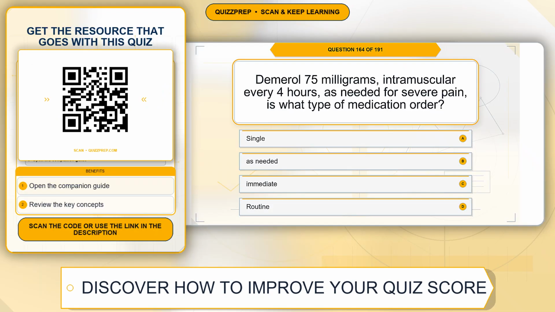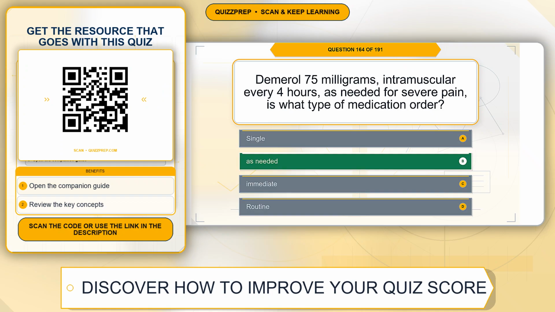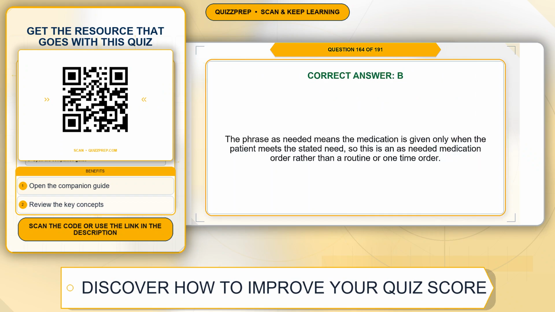Question 164. Demerol 75 mg, intramuscular every 4 hours, as needed for severe pain, is what type of medication order? Option A, single. Option B, as needed. Option C, immediate. Option D, routine. The correct answer is option B, as needed. Explanation. The phrase as needed means the medication is given only when the patient meets the stated need, so this is an as needed medication order rather than a routine or one-time order.